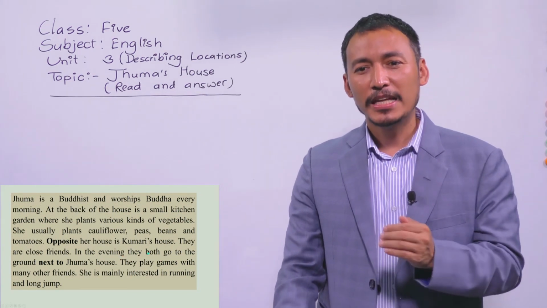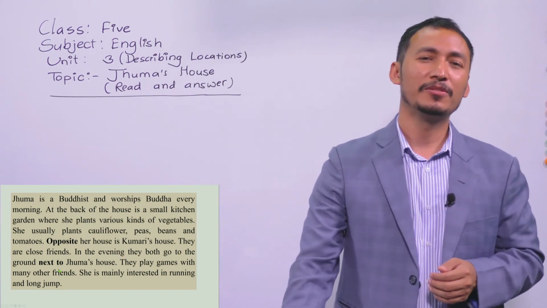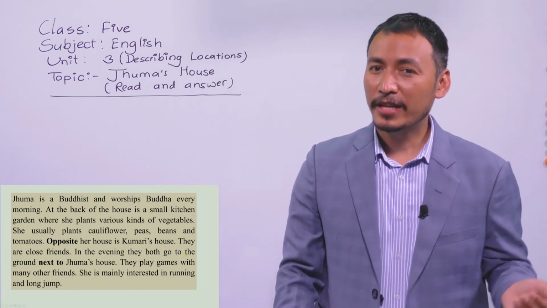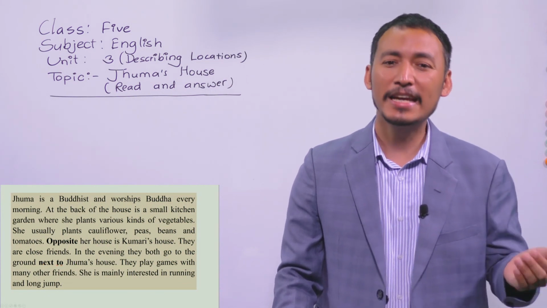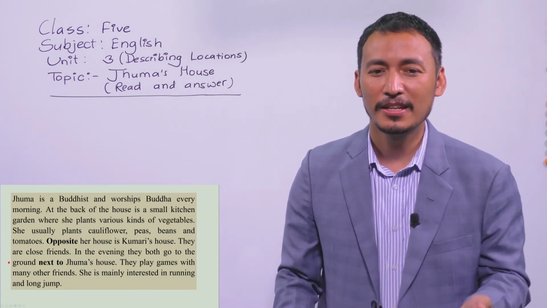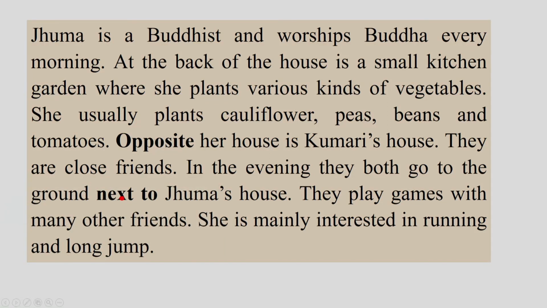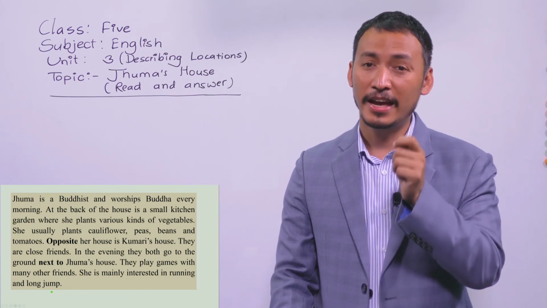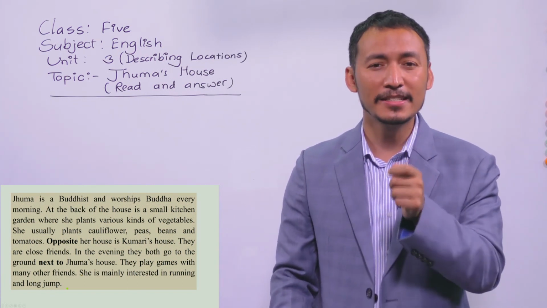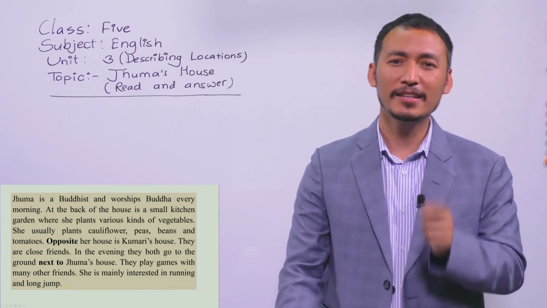In the evening, they both go to the ground next to Zuma's house. Where do they go in the evening? They go to the ground. Where is the ground? Next to Zuma's house. Next to means just on its side. Okay. They play games with many other friends, and she is mainly interested in running and long jump. What does she do in the game? She runs and does long jump. Okay, that is the game that she is interested in.